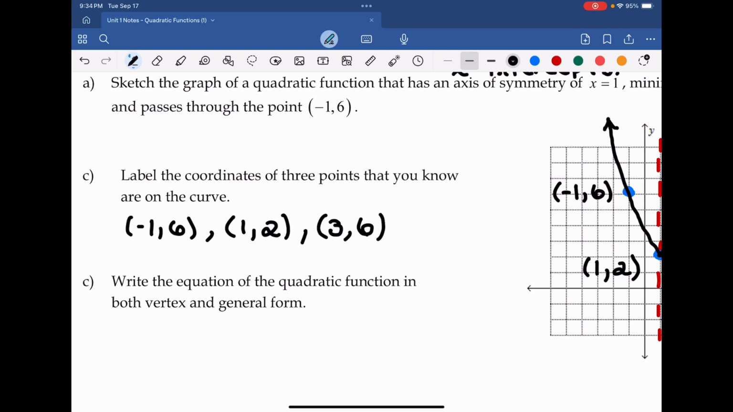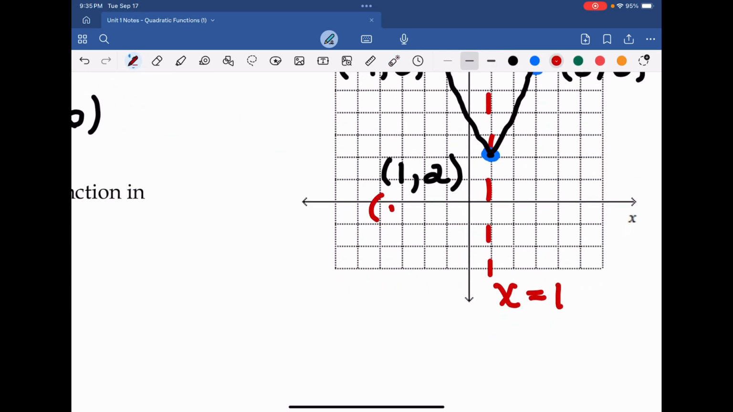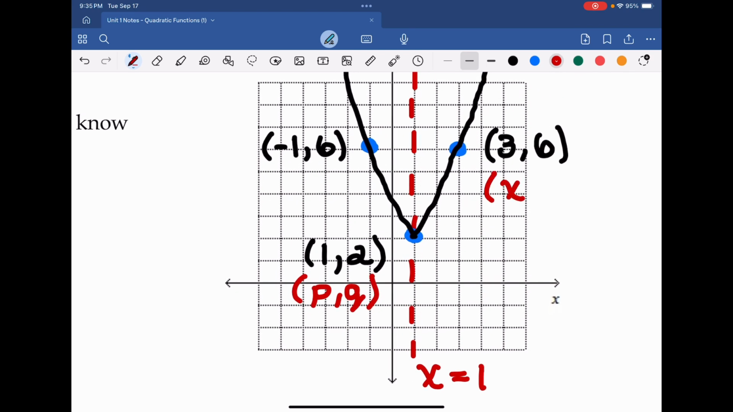Now they say write the equation in quadratic function in both vertex form and general form. Well, we want to start with vertex form because in reality, we have a point and a vertex. We actually have 2 points and a vertex, but we're going to choose to use one. Maybe let's choose to use this point and this point, or the vertex and some sort of x and y. Okay. And I may even write that below just to help us out here. So this is going to be our P and our Q, which is our vertex. And this is going to be our X and our Y that we're going to use.